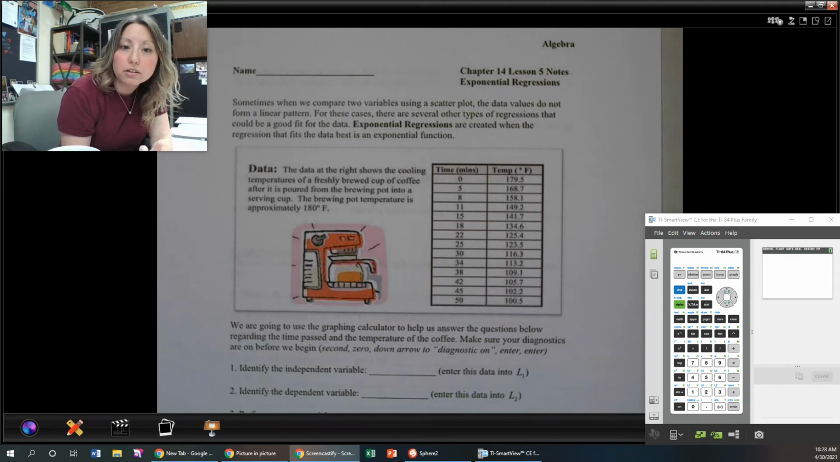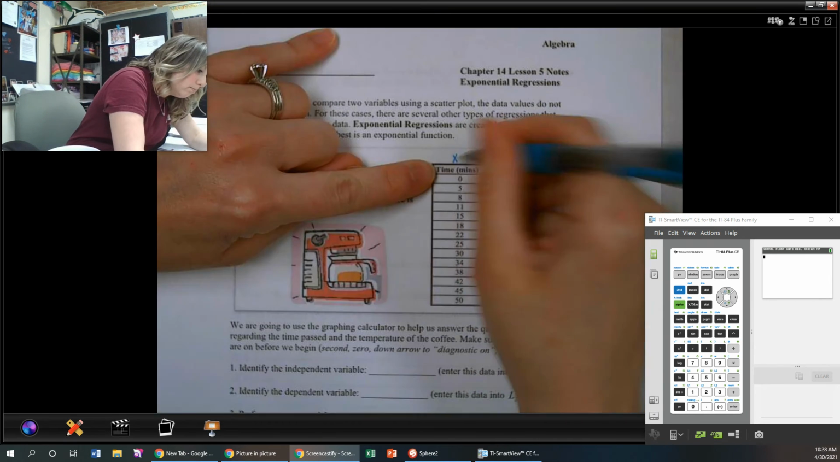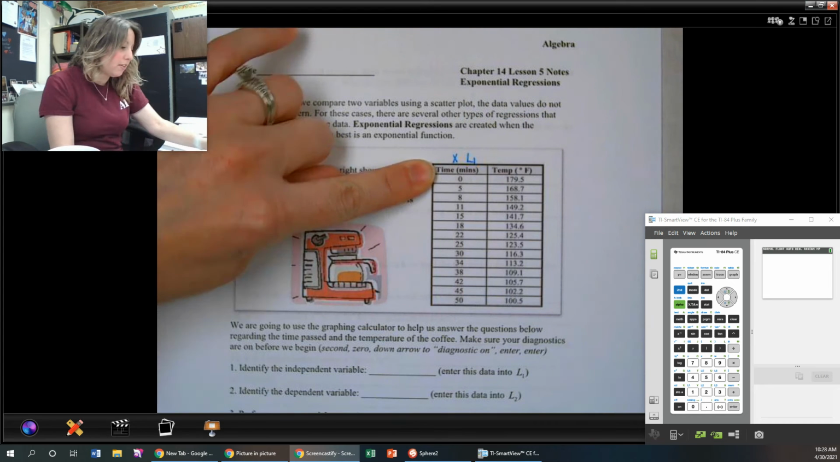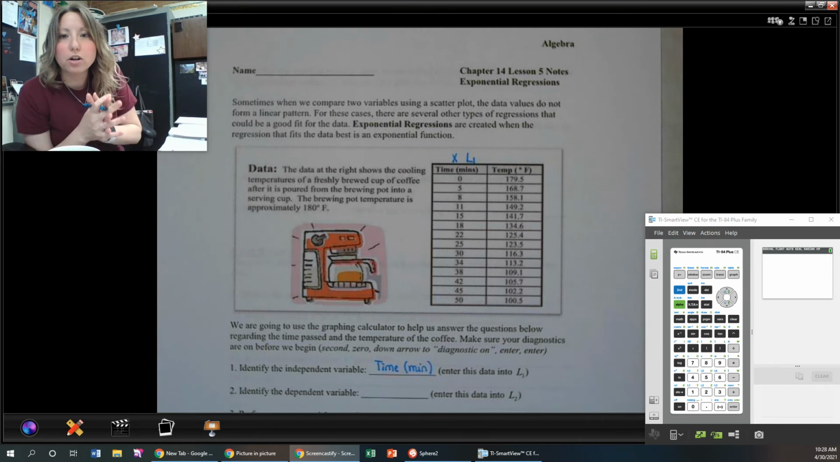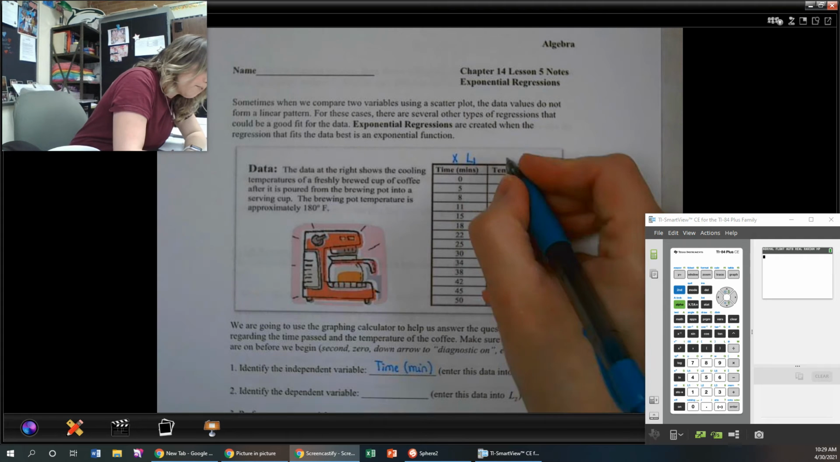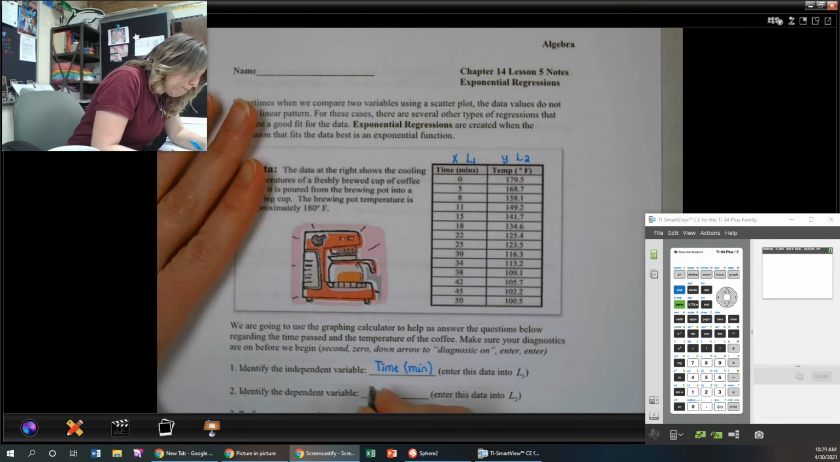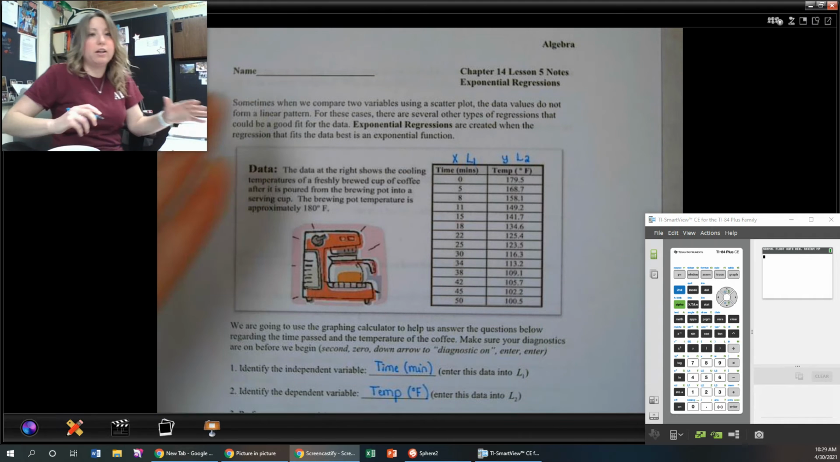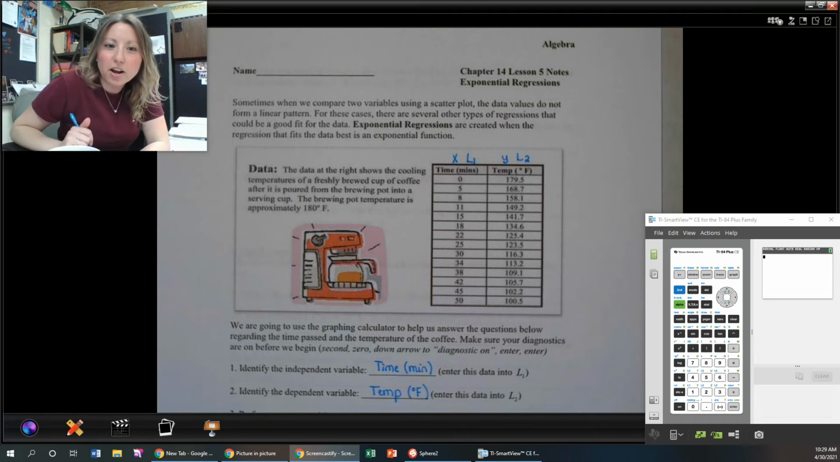What we're going to do is first identify which of these is our X variable, or our independent variable, which would be time in minutes. Then we identify the dependent variable, which is the temperature of the coffee. This is our Y variable, or our L2 variable. The temperature is in degrees Fahrenheit because we're in America and we have to be different from everyone else. So we go Fahrenheit instead of Celsius.